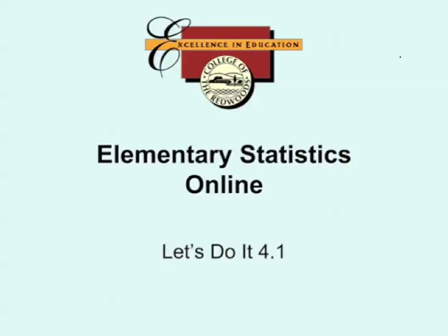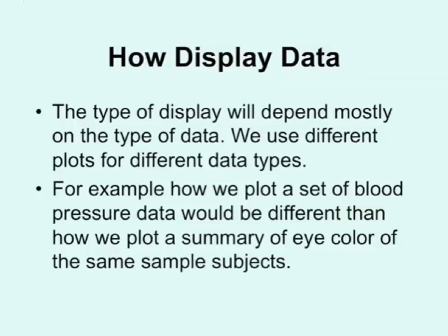Welcome to LDI 4.1. In this LDI, we're going to start taking a look at Chapter 4. And in Chapter 4, we're going to talk about how we go about displaying data. Now, the big deal here is going to be the relationship between the type of the display and the type of the data. Your display of data is going to depend basically upon two fairly straightforward categorizations of data. We'll talk about those in just a second.